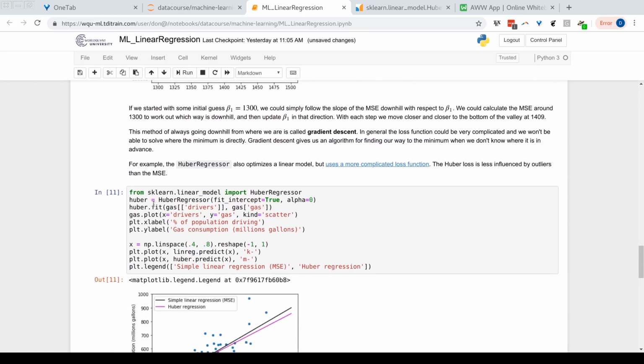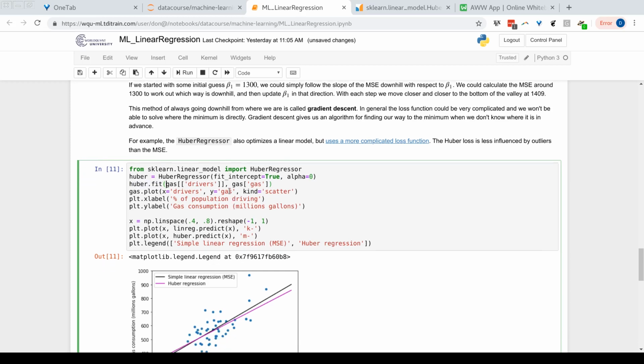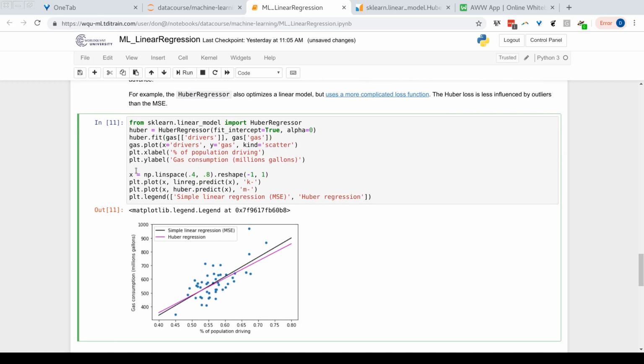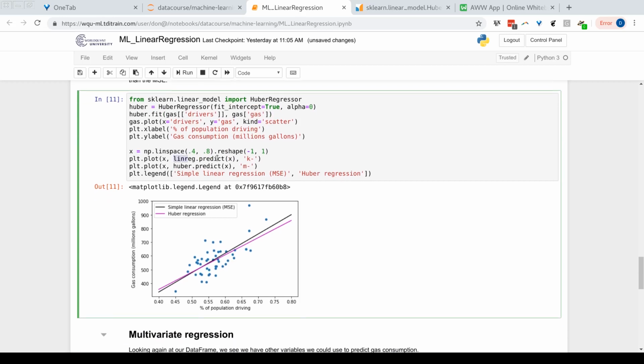So let's use a Huber-Loss. We're going to import the Huber-Loss, create it, and fit it with that one variable we've been looking at. Right now we just have a single variable, X1, we'll expand it later. Let's go ahead and use the model to plot the results. We'll plot it with the linear regression model.